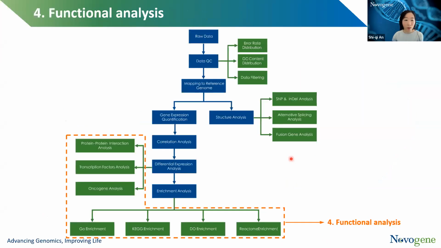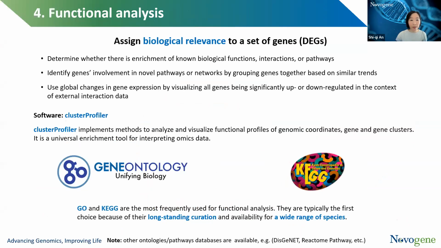Now at this stage, you have a list of genes that are differentially expressed. Now we want to assign functions to them, so we move on to the fourth step. At this stage, as mentioned, we basically assign biological relevance to the DEGs. Here we're going to determine whether there is any enrichment of known biological functions, interactions or pathways. And then we're going to identify genes involved in novel pathways or networks by grouping genes together based on similarity trends.